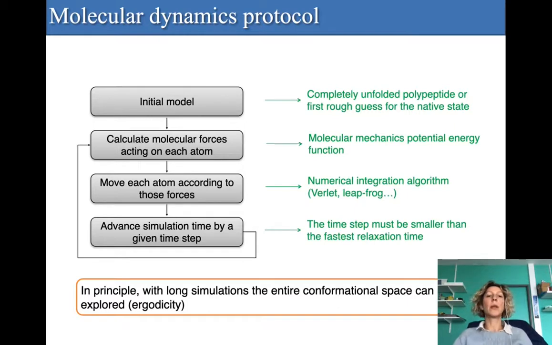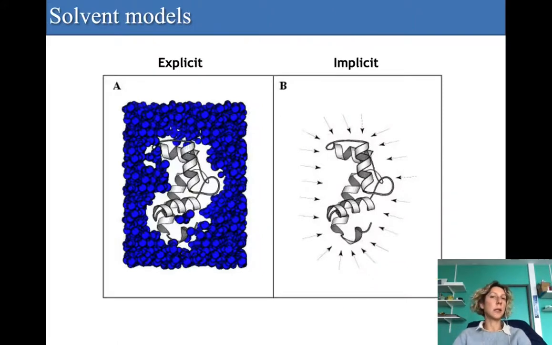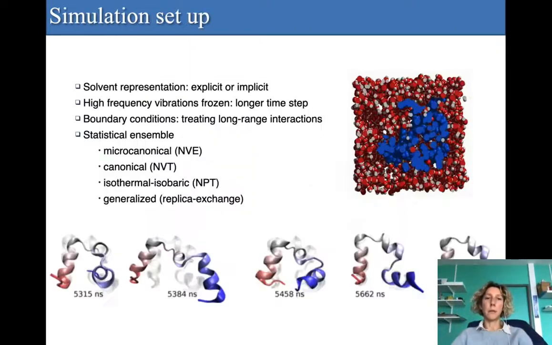Okay, so in principle, with long simulations, the entire conformational space can be explored. You have ergodicity. So you need to represent the solvent, okay? The protein is not in the void, it's in water or in the membrane, so you need to have a representation of this, either explicit with all the atoms or implicit, like a mean field.